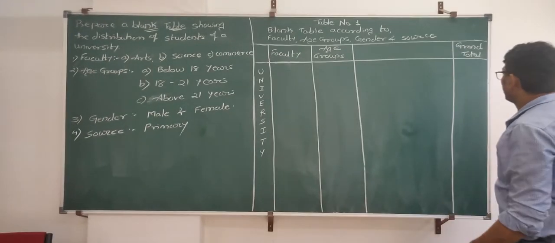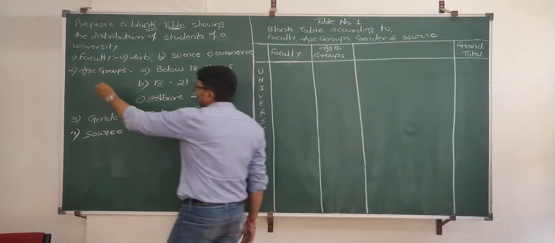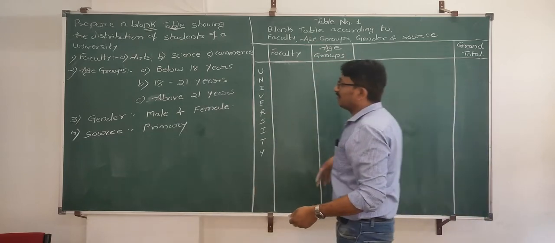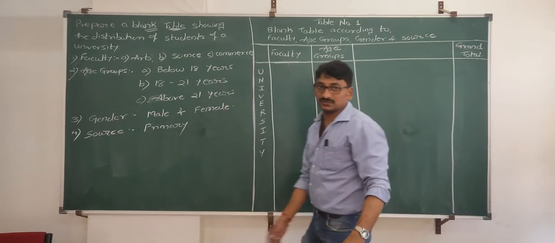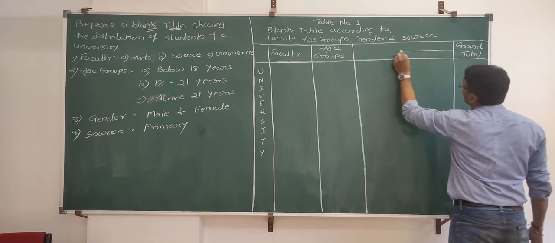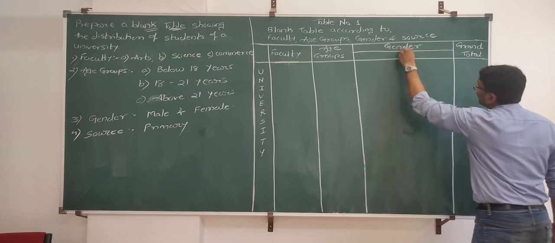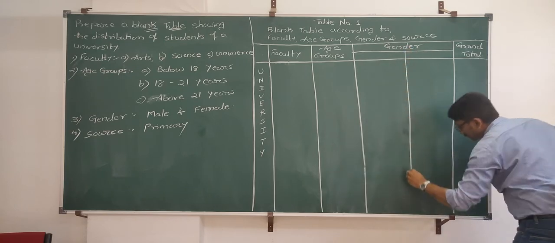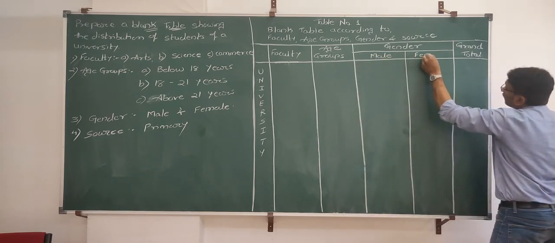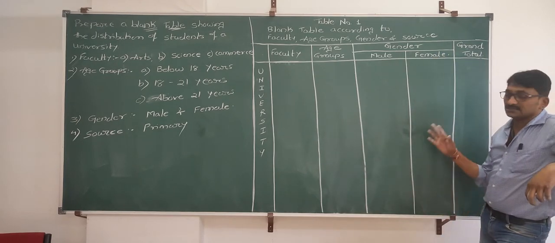This is the structure of your blank table. Now you see, we have taken faculty, we have taken age groups, we have taken grand total, but still we have to take gender and source. So in this blank space, nothing is written over here. I will make two parts here. Here I will write heading as gender. In this I will make two parts, male and female. Okay, this much is clear.